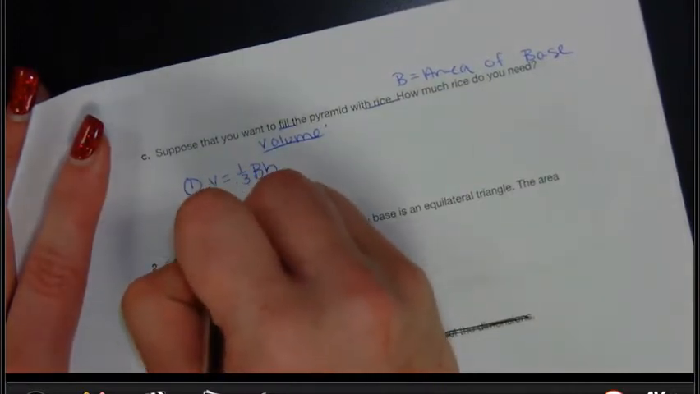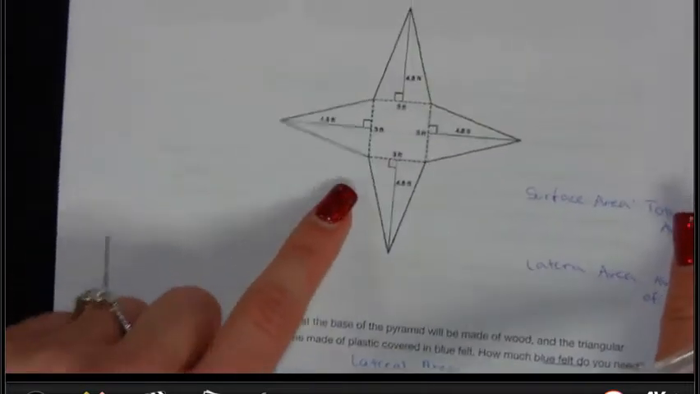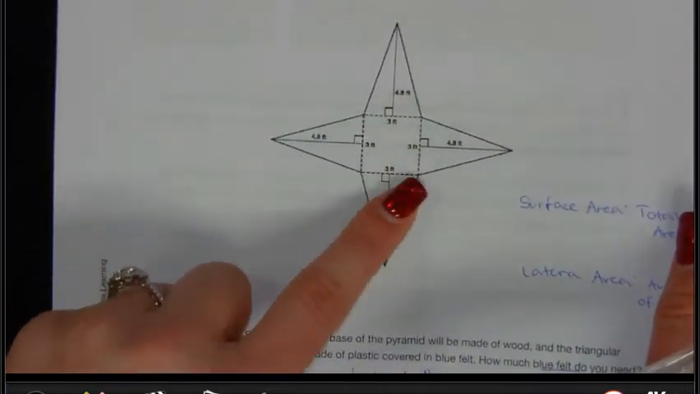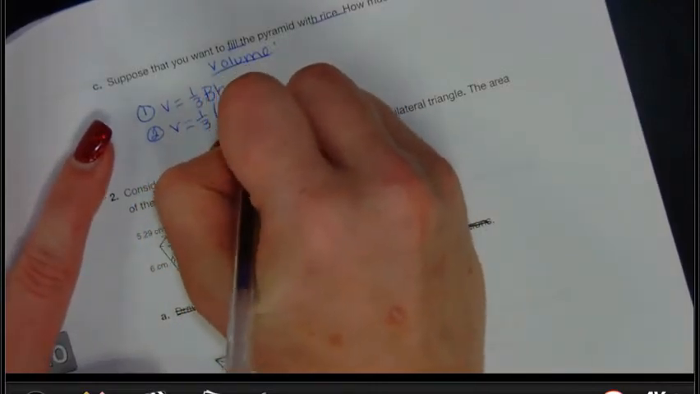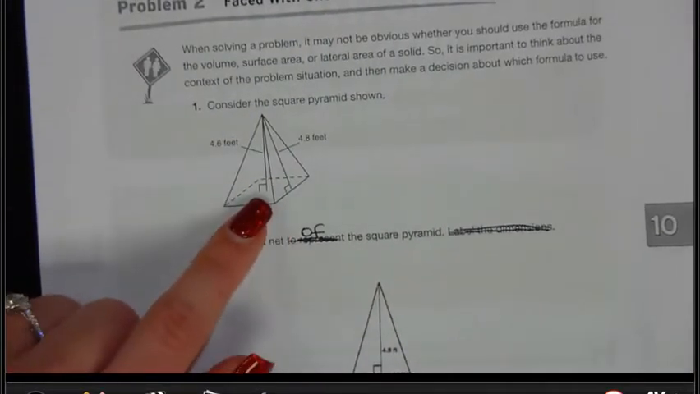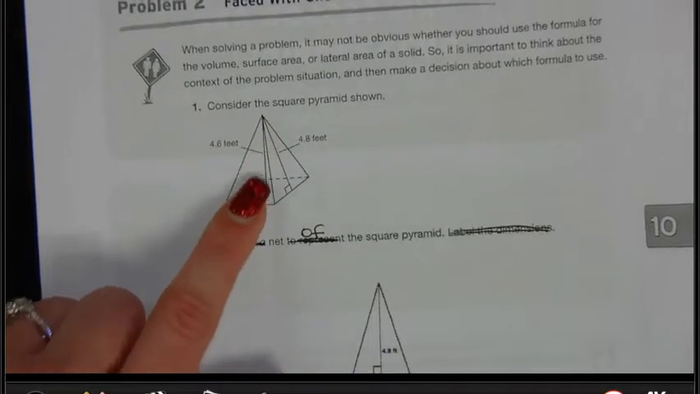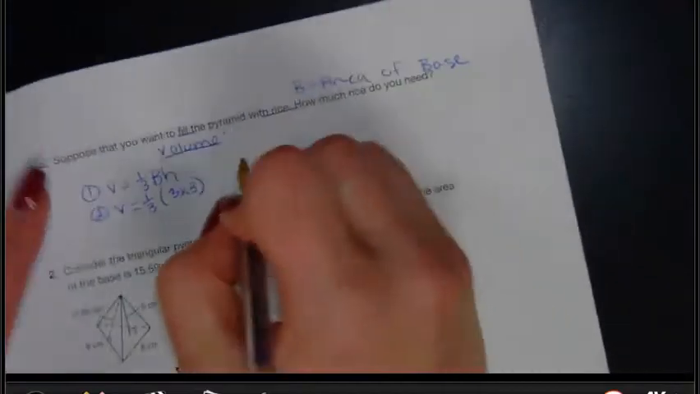All right, step 2 is I'm going to plug in my numbers. So 1/3, well, if I look back over here, my base is a square, and it looks like my sides are 3 by 3. So I'm going to have 3 times 3. And then I need to find the height. Well, I'm not going to actually look here. I'm going to look here at my 3D figure, and I'm going to find the height of my prism, which is perpendicular to my base, and it is 4.6.